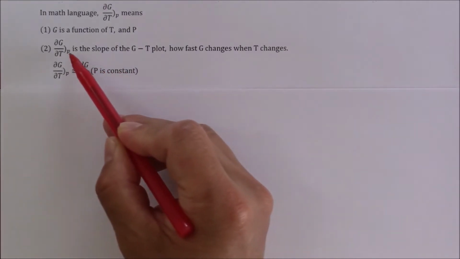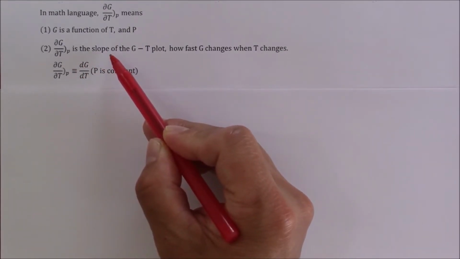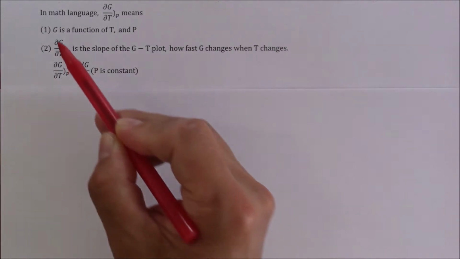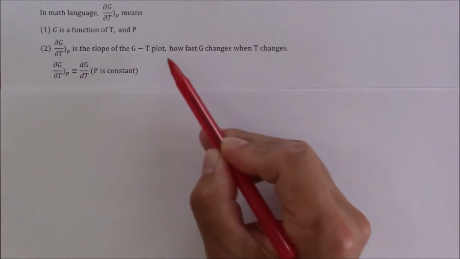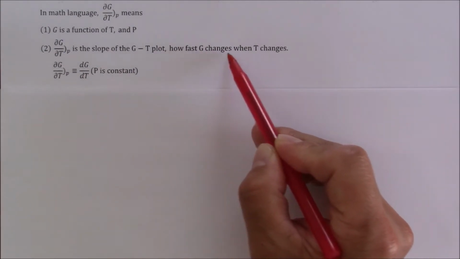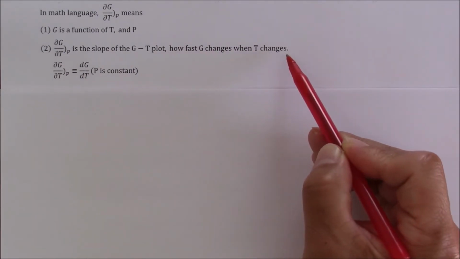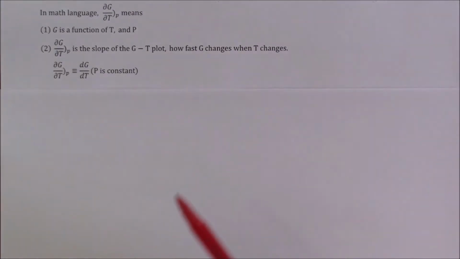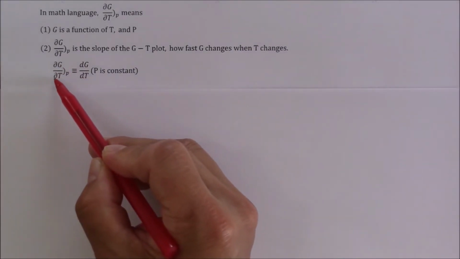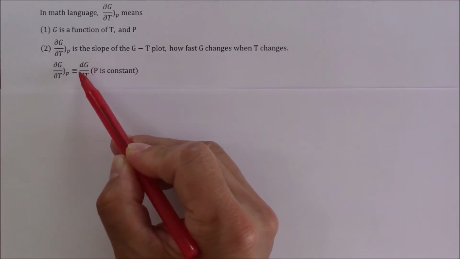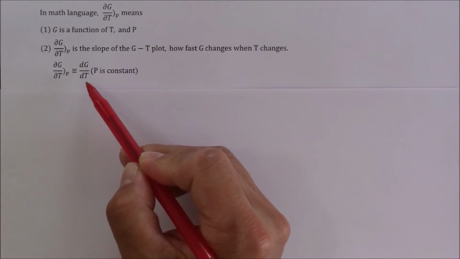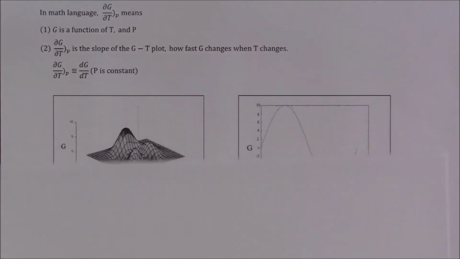As we know, the slope of the 2D plot indicates how fast y changes when x changes. In this particular case, the slope, which is partial g, partial t at constant p, indicates how fast g changes when t changes at a certain value of p. Simply speaking, partial g, partial t at constant p is equivalent to dg over dt at a certain value of p. Now let's look at the plot.